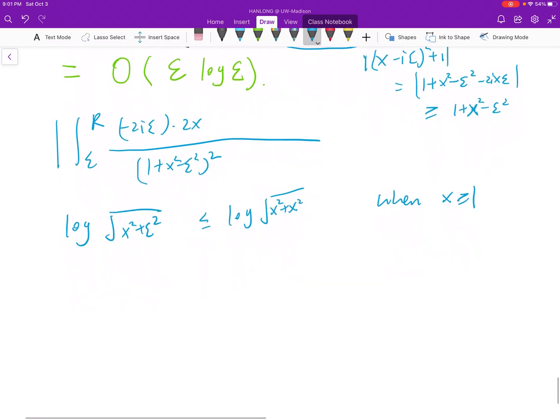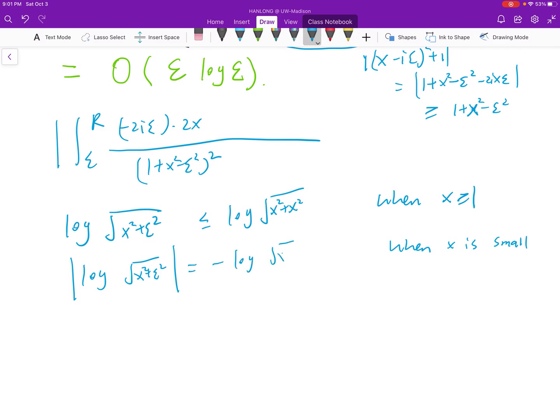But when x is small, then this is negative. So the log part is negative, and if you take the absolute value, this is the negative log part. Okay, so this should be bounded by, this is less than log square root of x squared.